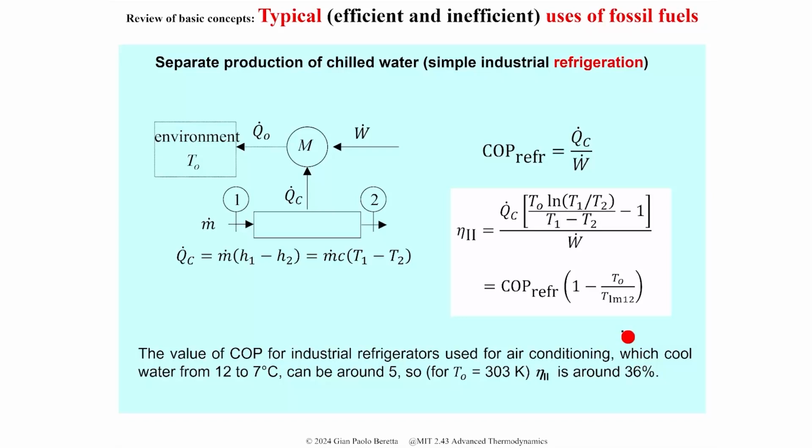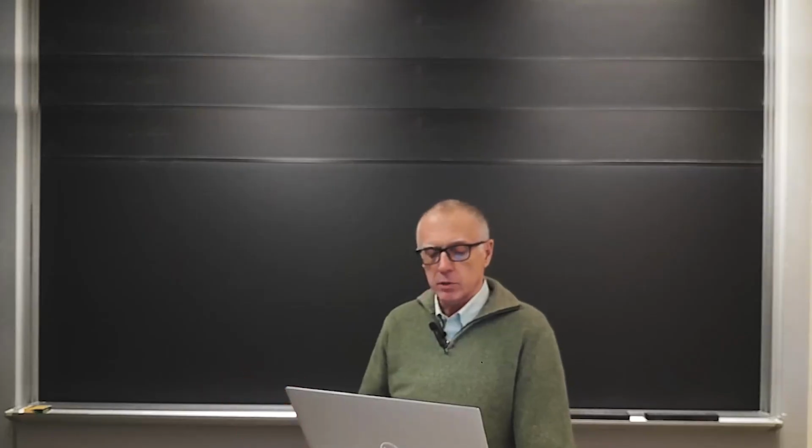You can also do the same kind of calculations for refrigeration, because often in industrial processes, but also in air conditioning, residential air conditioning, you need to cool down. For example, in air conditioning, you need to cool down a working fluid from 12 to 7 degrees C, typical.